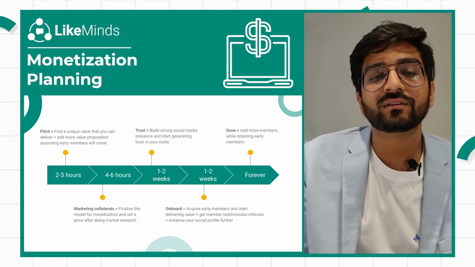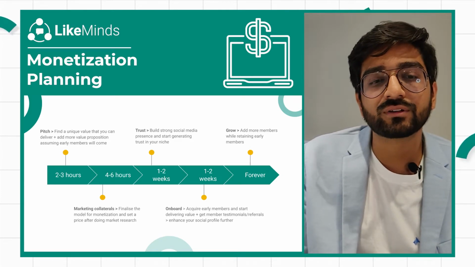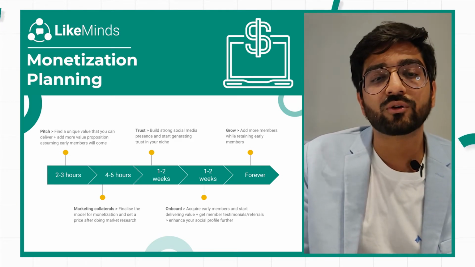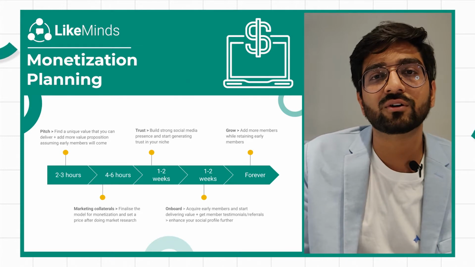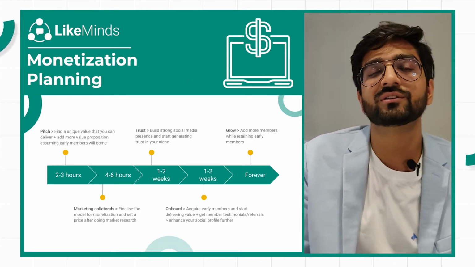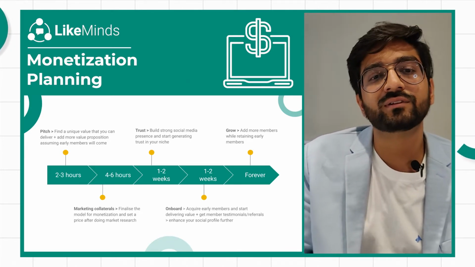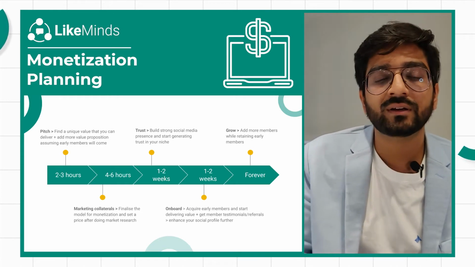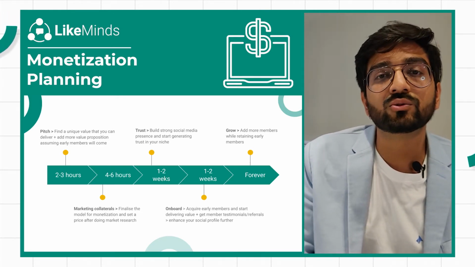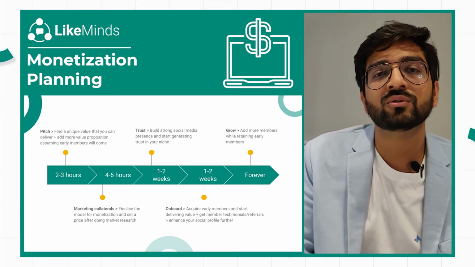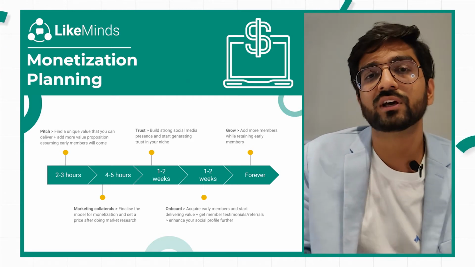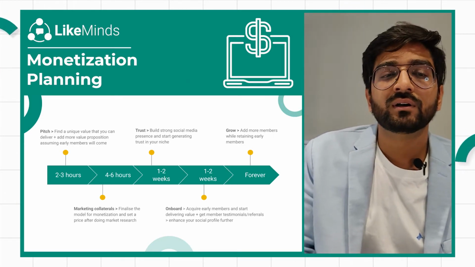The next step is creating marketing collaterals. Once you've figured out your pitch, then you need to start working on creating brochures, creating ad copies, creating your website. You will need to do a little bit of market research to know what are the existing options out there for your target group.